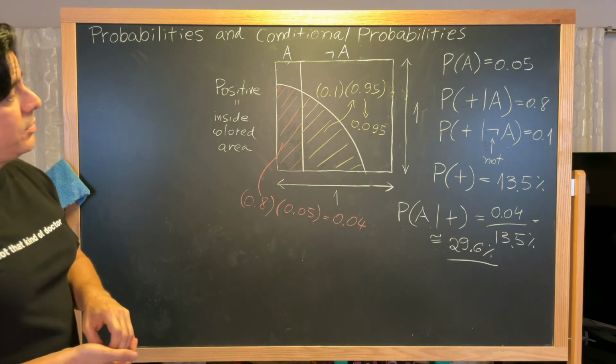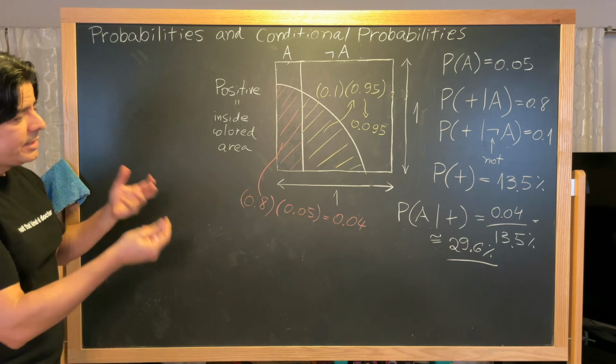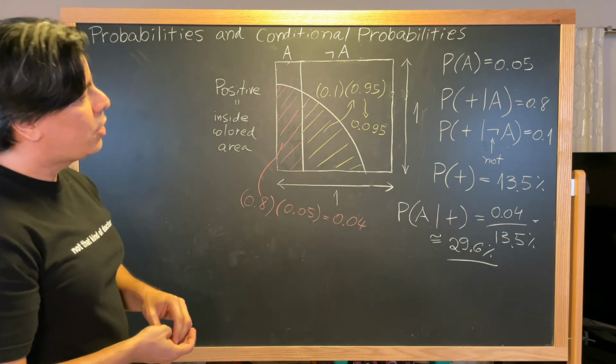So this is all I wanted to say about conditional probabilities and Bayes' rule. I hope this is useful and helps some of you get a little more intuition about these concepts.